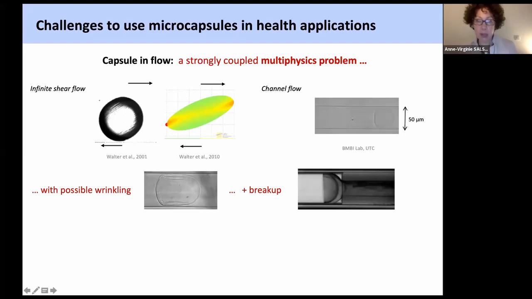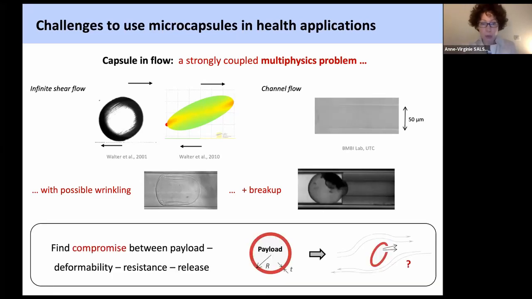Now the question is, in case we want to put active products in all these objects that have a very thin membrane, we need to be able to understand all these phenomena to control them and to be able to predict where the delivery of the product will be. So there is a need to find a compromise between the payload, which is the amount of active product that is encapsulated within the capsule, the deformability of the object, its resistance, and the release.